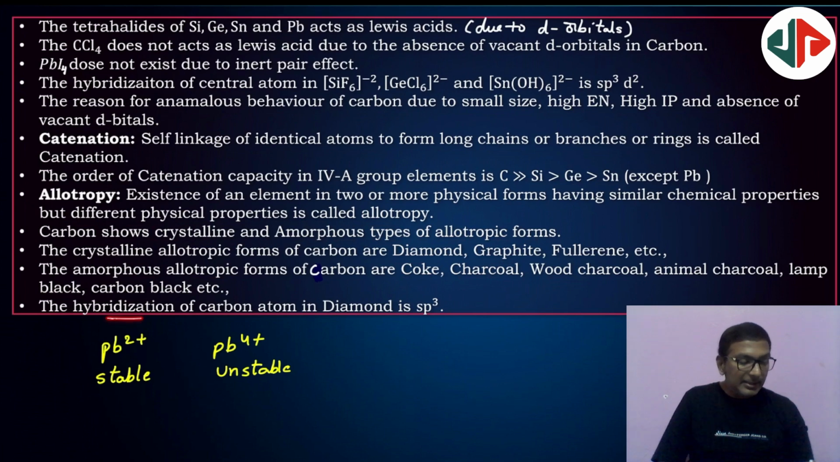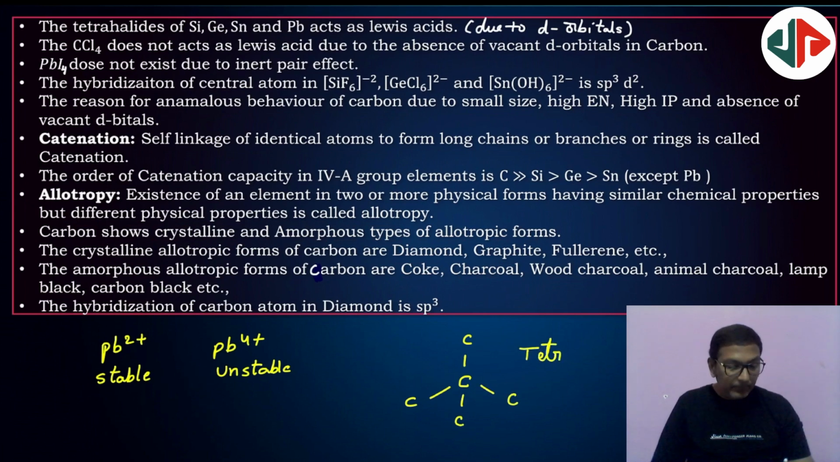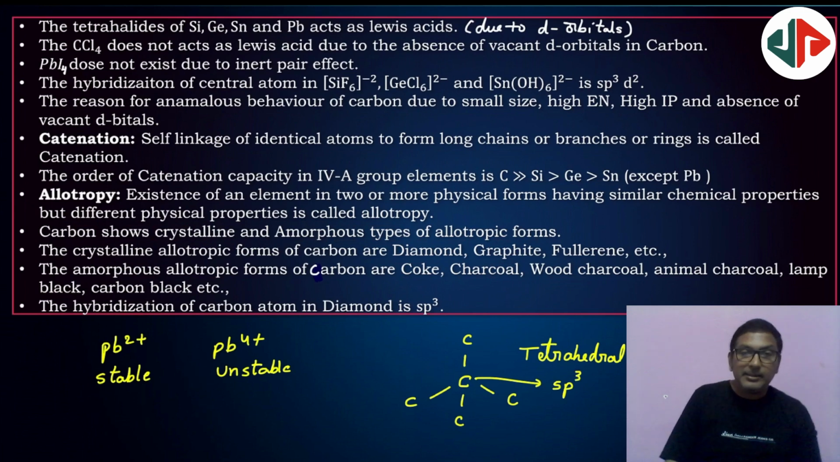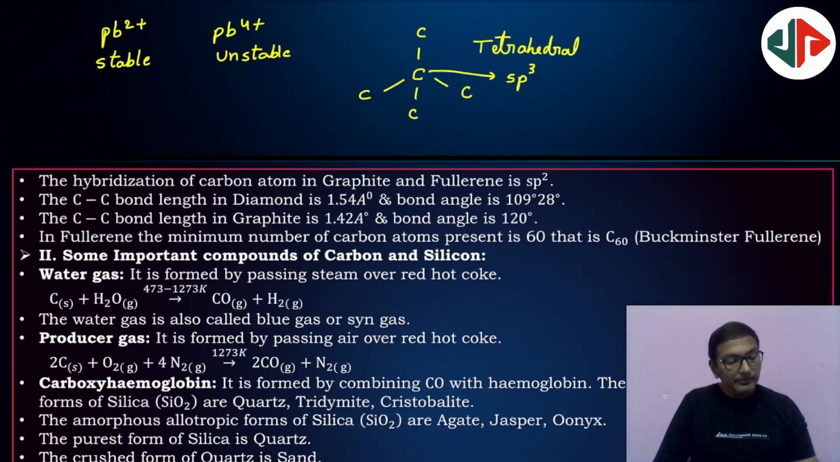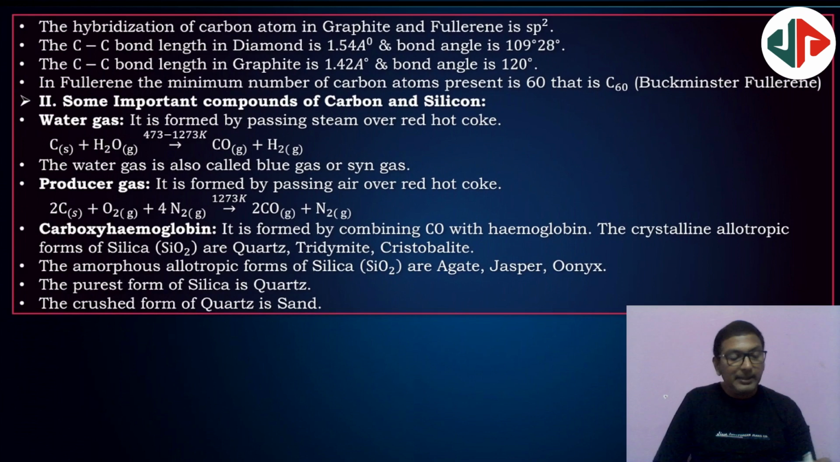Next, hybridization of carbon in diamond is sp3. Sp3 means one carbon atom is bonded to four more carbon atoms like this. Tetrahedral arrangement. And each carbon undergoes sp3 hybridization. In diamond, each carbon is attached to four more carbons tetrahedrally. Next. So hybridization of carbon in graphite and fullerenes is sp2.